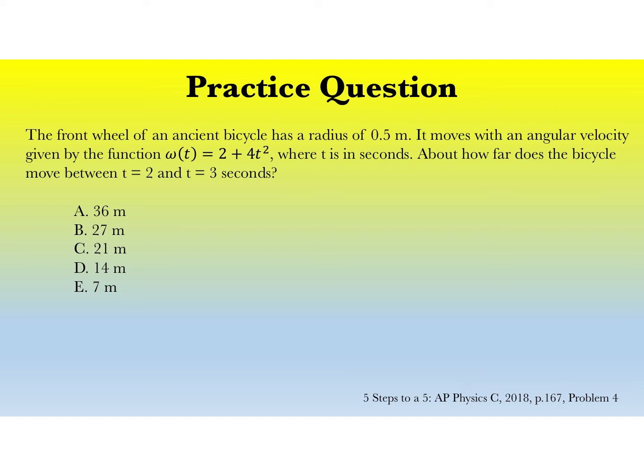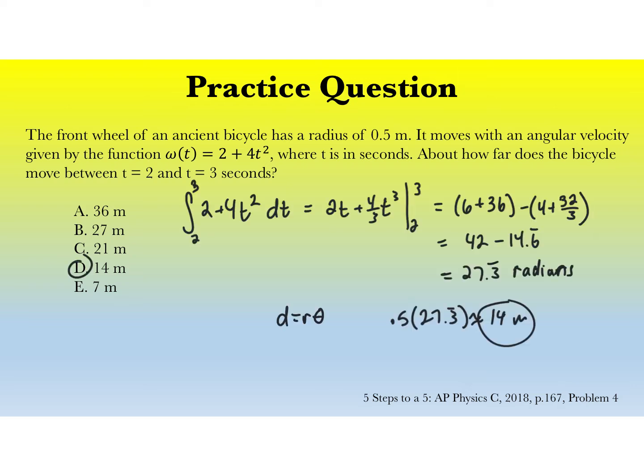Now we can take this up a level. Now we're dealing with a bicycle that has a radius for the wheel of 0.5 meters as it relates to the angular velocity of 2 plus 4t squared. So now we want to know how far the bike travels from 2 to 3. So think about the steps involved in this. See if you can set up the problem here and get the right answer.